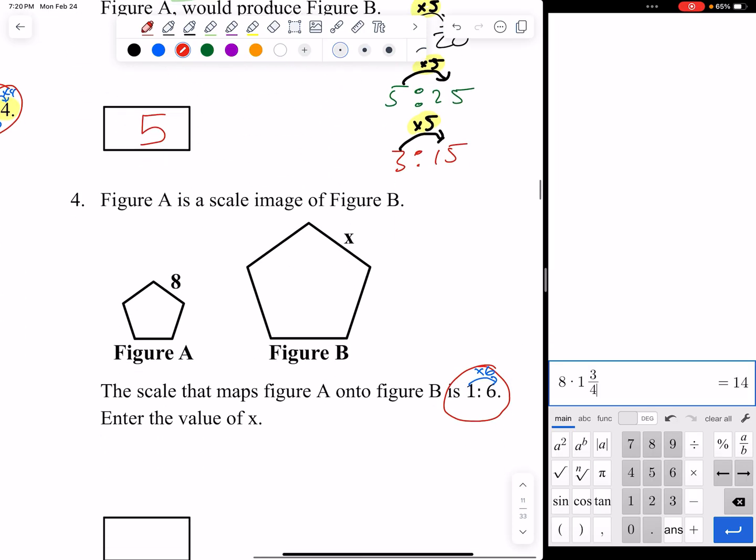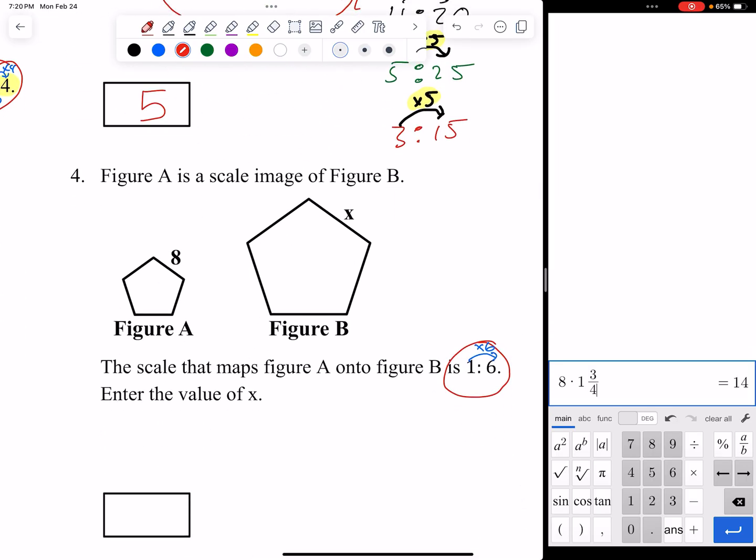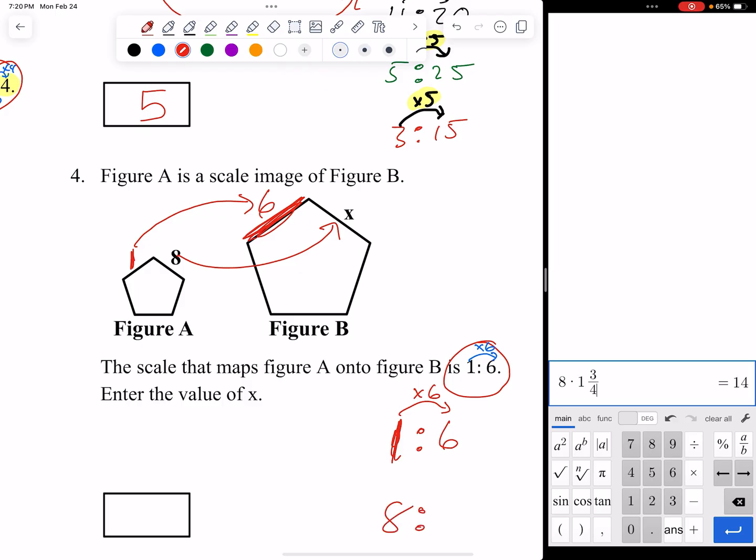Okay? So again, figure A is a scale measure of figure B. The scale that maps it is a 1 to 6. So let's say this was my 1. This one right here would be my 6. So how did I get there? So from 1 to 6, I multiplied times 6. So if I'm going to go from 8 to x, so 8, 2, because that's what this means, x, guess what? I'm going to also multiply times 6.